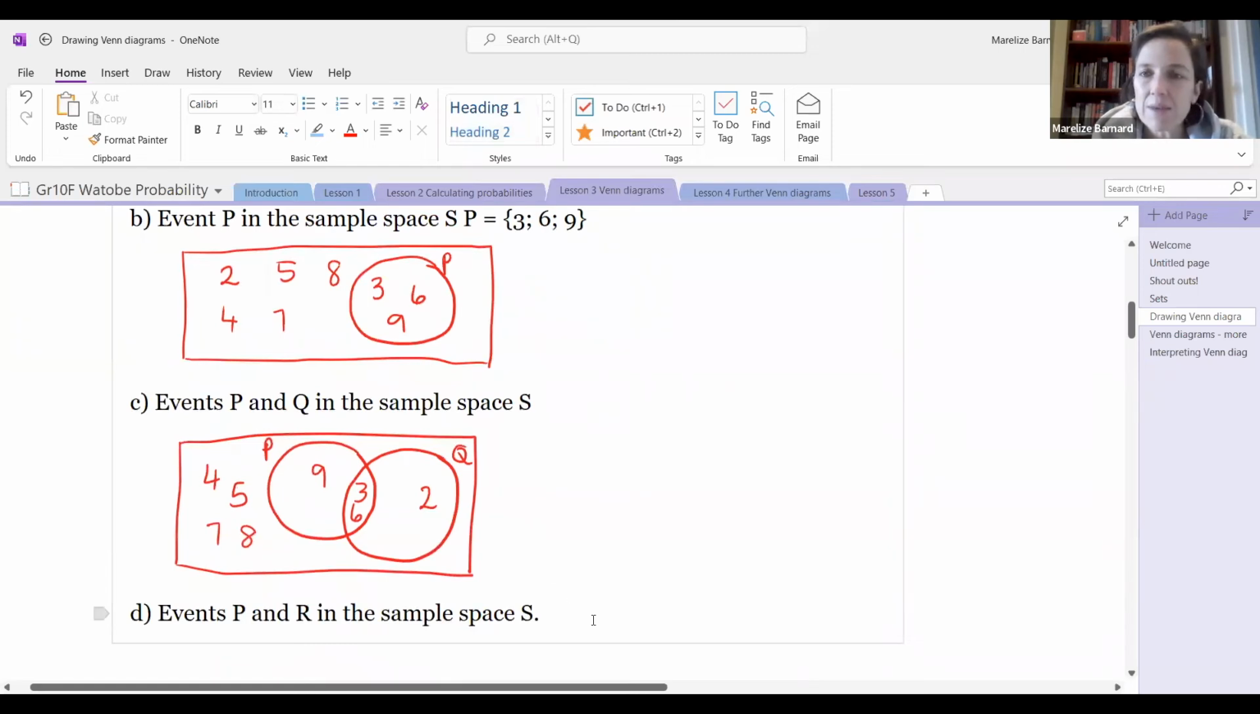Okay, just give me a thumbs up in the chat if everyone is happy so far with our Venn diagram drawing. It's very quiet out there.